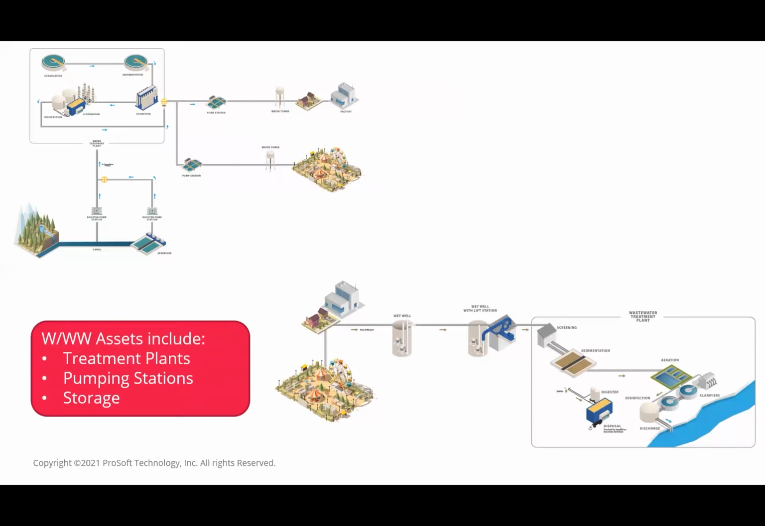So if you look at the type of assets that need connectivity in a water wastewater system, they can be categorized into three main sections. Firstly, you've got the treatment plants, whether it's a water or a wastewater treatment plant. That's more geographically in a smaller, confined area. So you need a different connectivity requirement there.